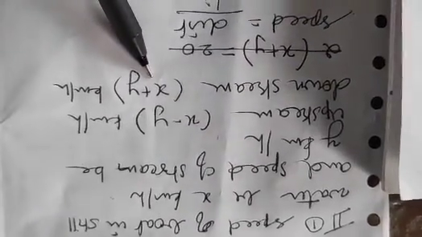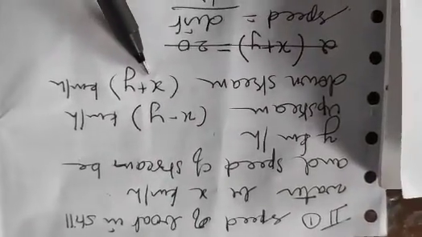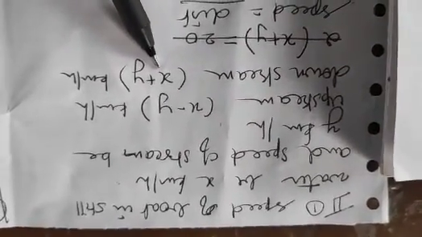When you are moving down the stream, your total speed will be more. That means the current will assist you. Water current will help you. So x plus y will be the speed. So now the formula, as I told you, distance upon time. Speed is x plus y if you are moving downstream, and the statement given to you is downstream you are covering 20 km in 2 hours.